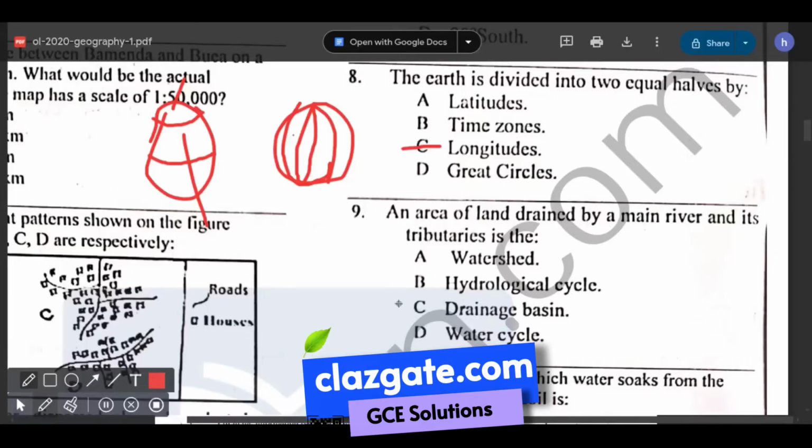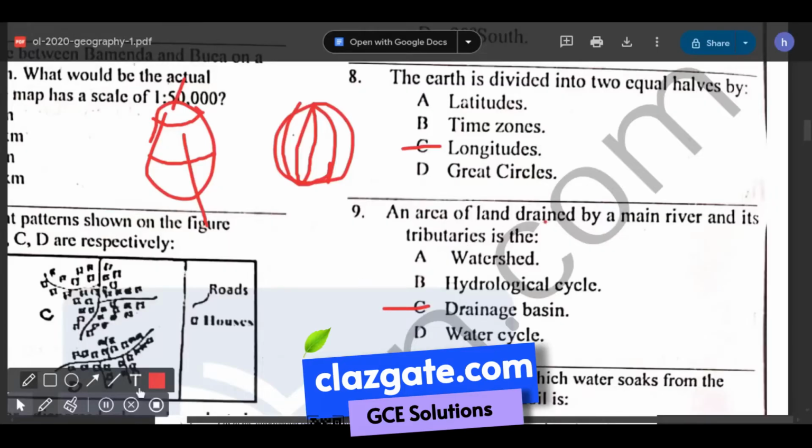The answer to number 9 is C, because the drainage basin is the correct answer. It's the area of land that drains into a specific body of water such as a river, lake, or ocean. It's essentially a collection point for water that falls within that area. So the answer is drainage basin.